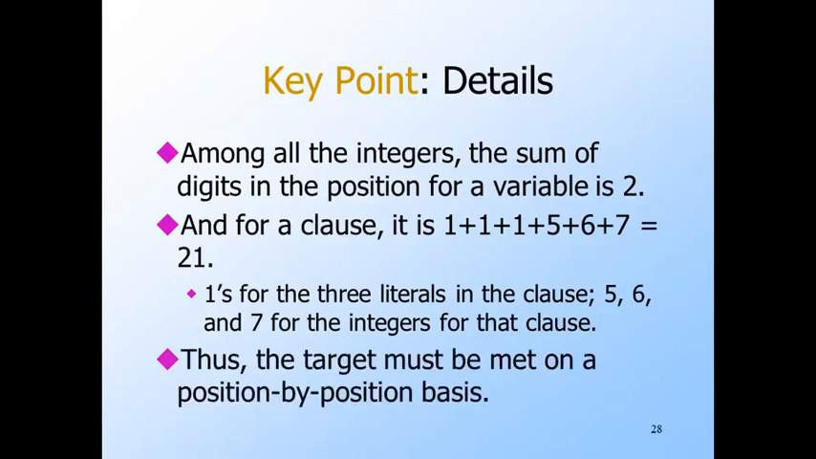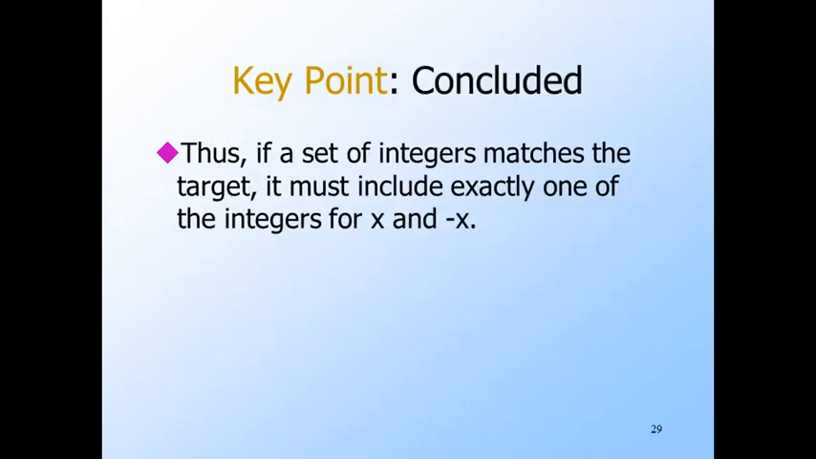The important consequence of no carries is that the target can only be met by making each position in the sum match the corresponding position of the target. We'll see how this connects satisfying truth assignments to knapsack solutions in the next slide. First, consider the high order positions, the positions for the variables. If the sum of a set of integers matches the target, then the sum must be 1 in that position. That means either x or not x is true for each propositional variable, but not both. That in turn means that the selected integers correspond to a truth assignment.